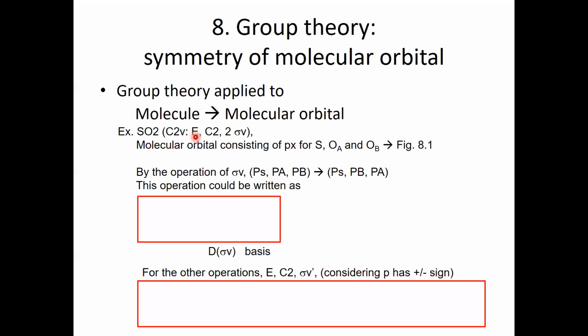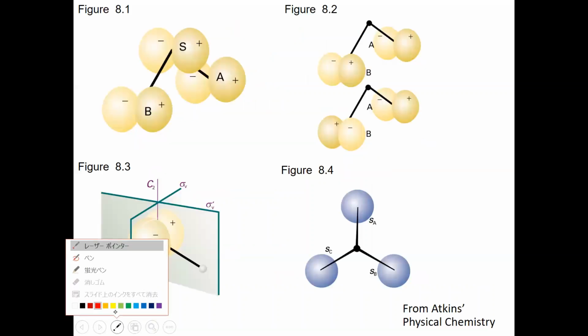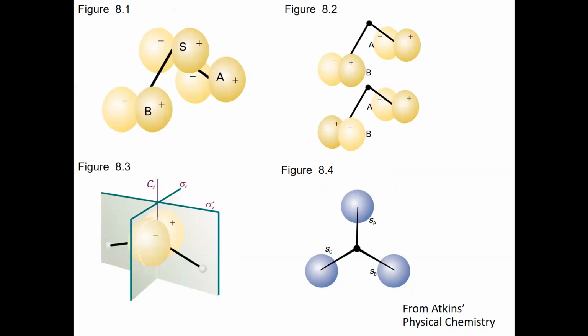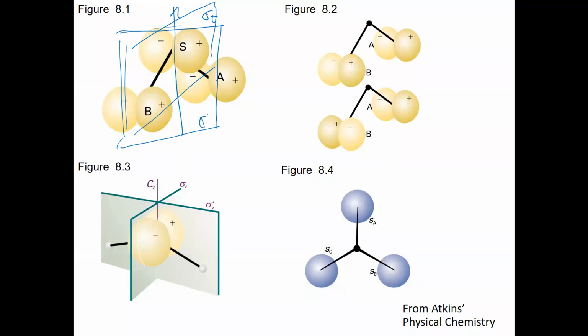So this molecule is in a sheet. Let's check that. So the molecular axis is here, and parallel to this molecular axis, you have one sigma V, and also a sigma V dash mirror operation for this molecule. Okay.